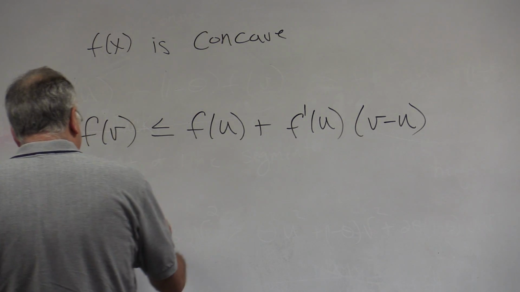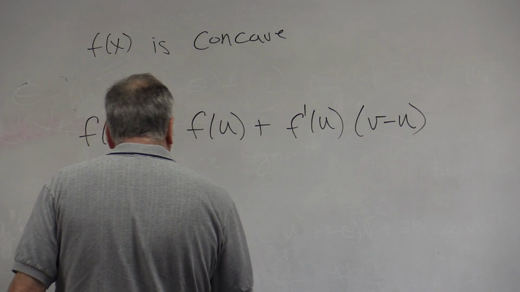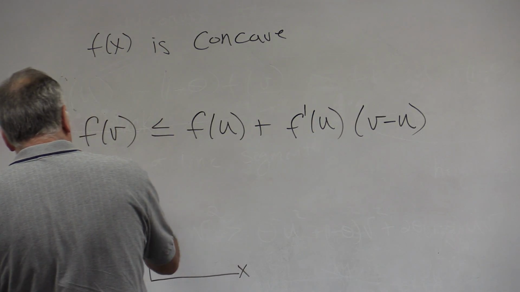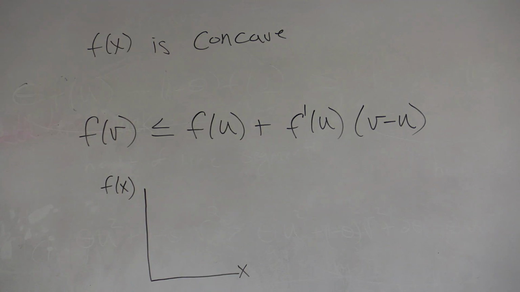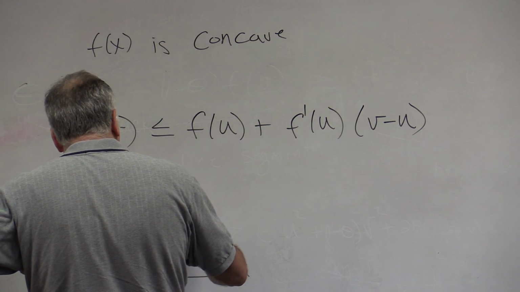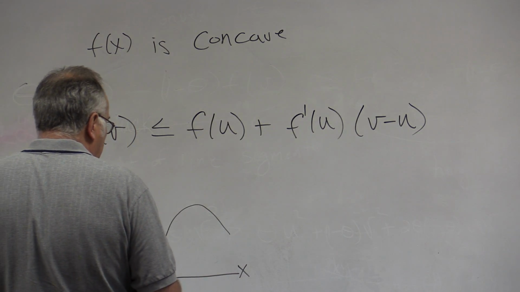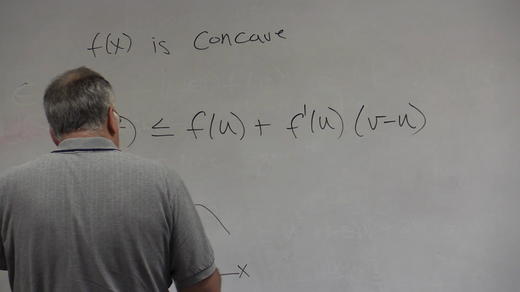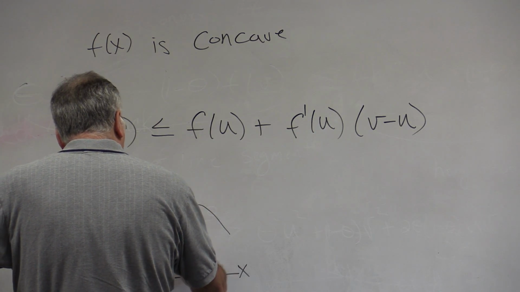Let's draw a picture here. Here is x. Here is f of x. Now, u and v are just two distinct values of x. So let's draw a function. It looks concave, a function typically having that shape. That would be concave. And let's say this point right here, let that be u.